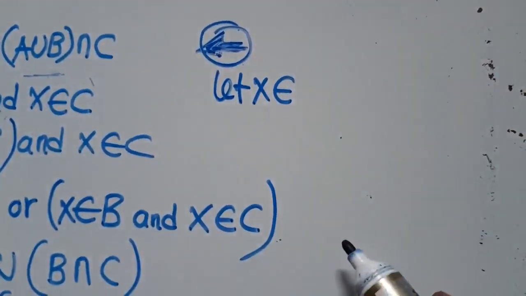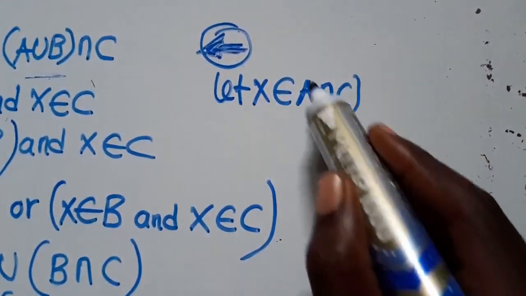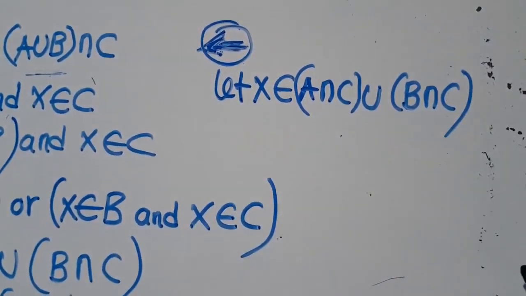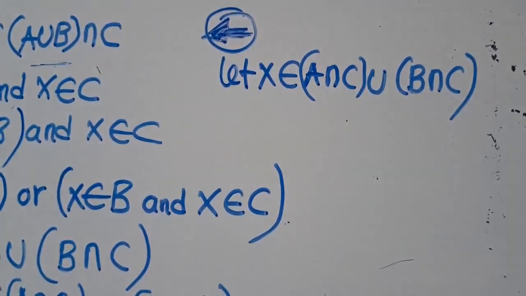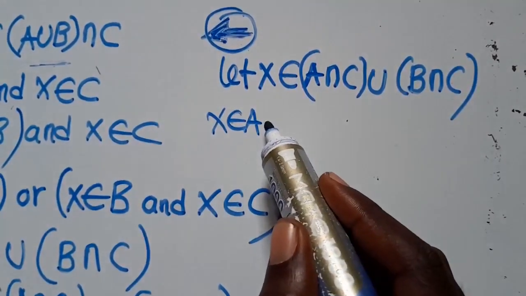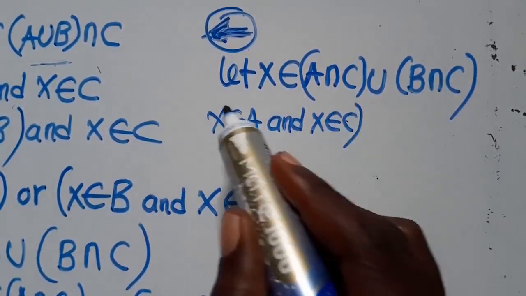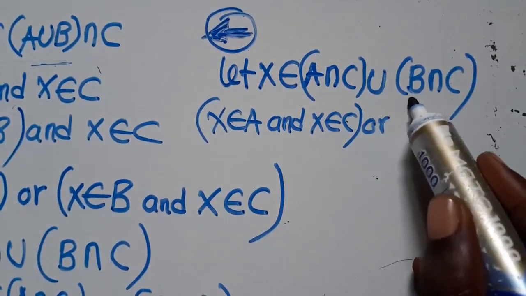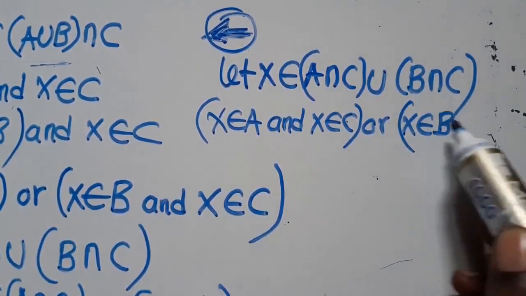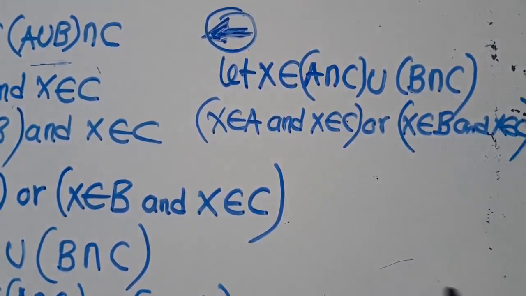Be a member of that one which is there, which is a member of what? A intersection C union B intersection C, like this. This is what I'm going to do. Then I separate them. This means that X is a member of A and X is a member of C. I do this. There is an "or" there, open bracket. X is a member of what? X is a member of B and X is a member of C, like this.